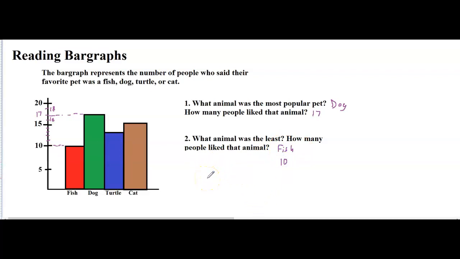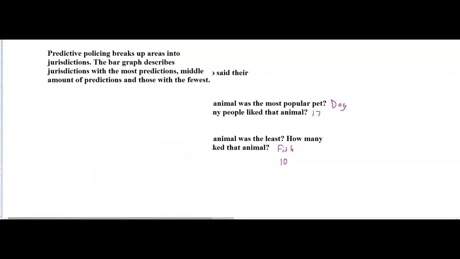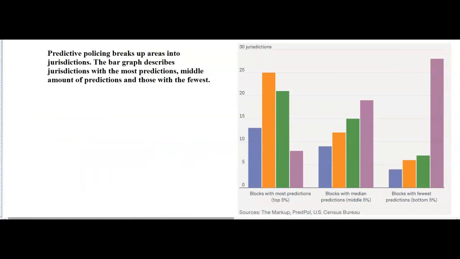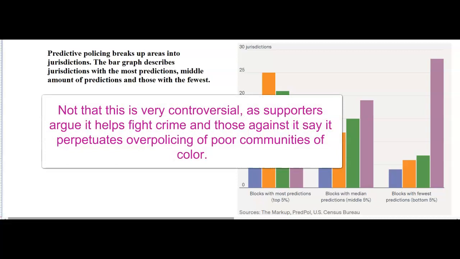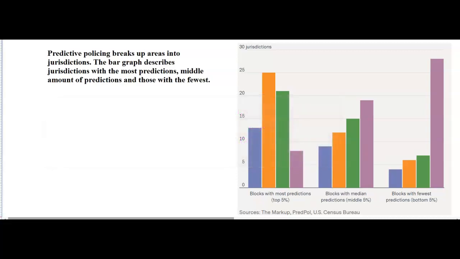Let's look at one other bar graph just to give another example from a real life study. This bar graph came from the news website The Markup, and they reported on predictive policing, which is a way for data to be used by police departments to know where to send the most patrols. Because based on that data, they figure that crimes are most likely to be committed in these certain areas.